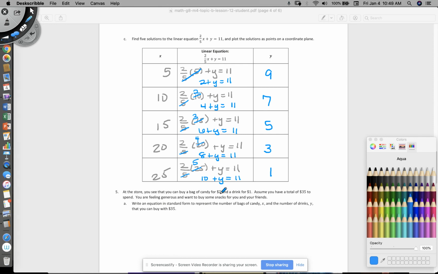All right, so you can see that candy is $2. Well, candy, they want me to use X, so that's going to be 2X. And drinks are $1. They want me to use Y for drinks. So if I add those together, and I set it equal to my total value of money I have, which is $35, there's your equation. All right, let's go ahead and move on to part B and solve this out in the table.